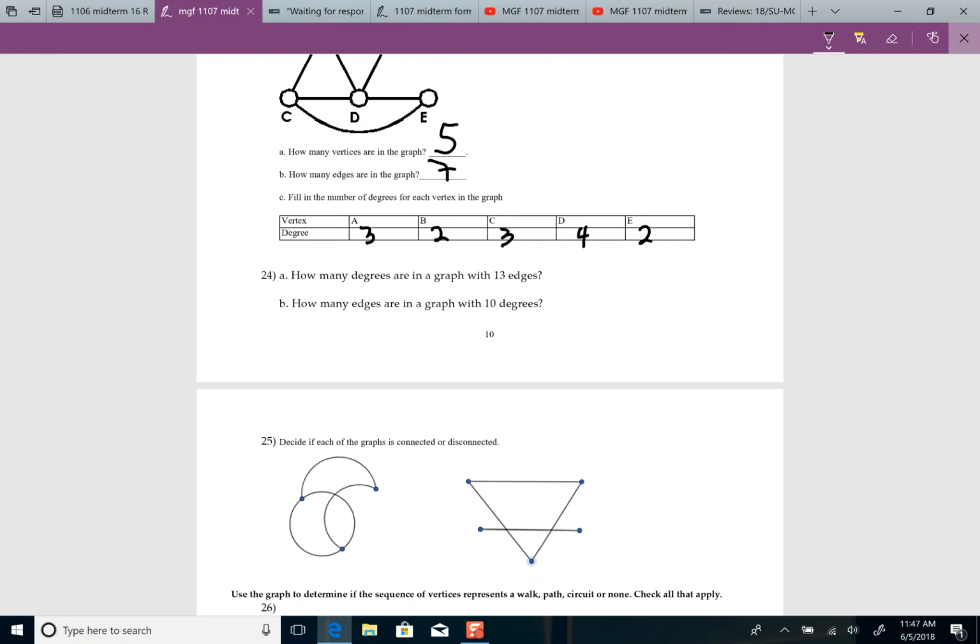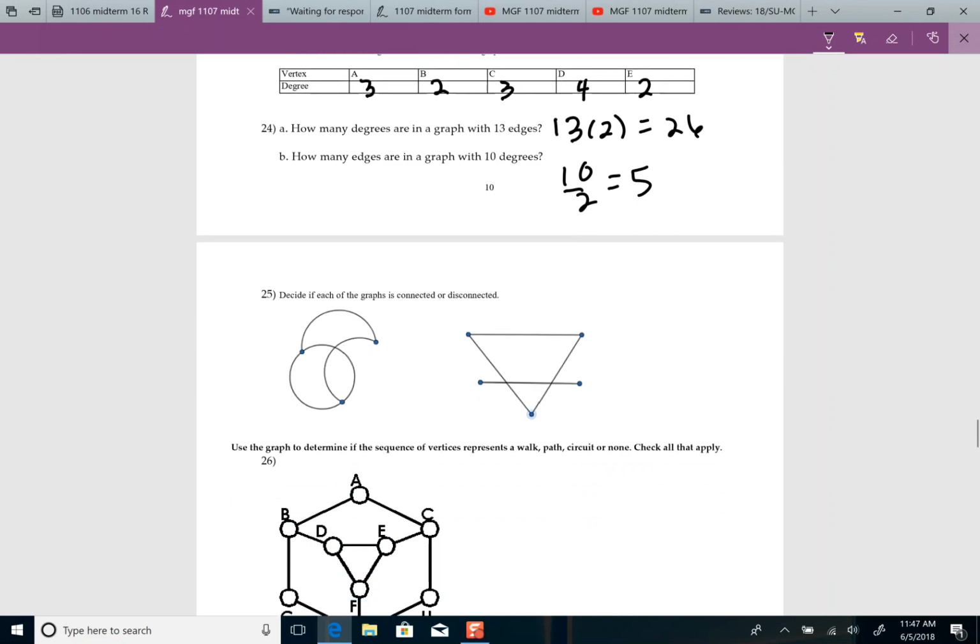Alright, and number 24 says how many degrees are in a graph with 13 edges? Well, you always have twice the degrees as you do the edges, so this is 26. And then it says how many edges are in a graph with 10 degrees, so that way I would divide by 2 and get 5. So there is this relationship. Twice the edges is the degrees, or the degrees divided by 2 tells me how many edges. Don't get those confused. I know they're close, but pay attention.